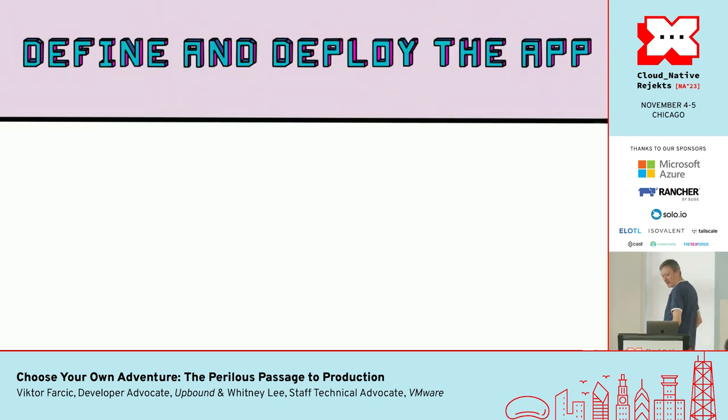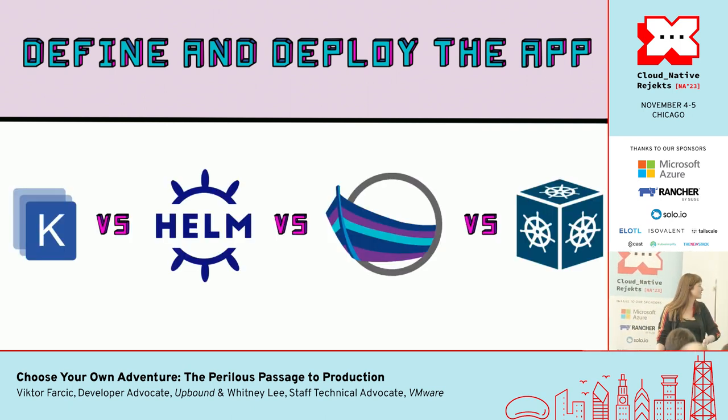Wait until I get the IP. We can go to the next choice. Now we need to define our application with application configuration. Our choices are Kustomize, Helm, Carvel ytt, and CDKs.